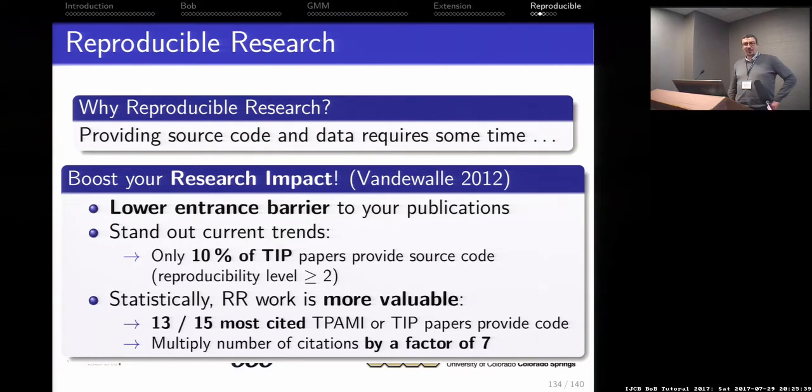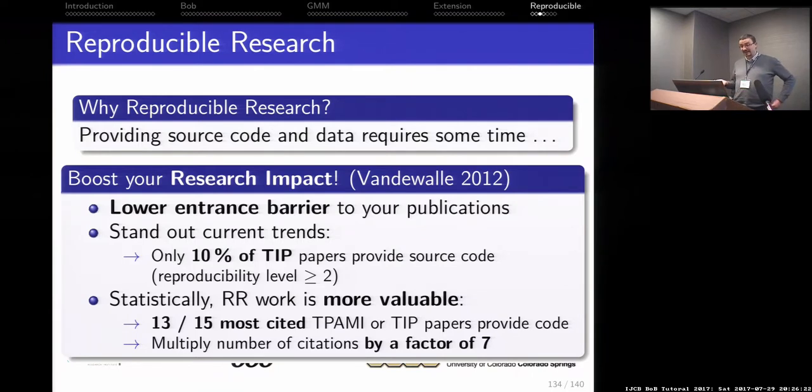So why would you want to provide reproducible research? I mean, writing a paper, getting that out, getting that done, fine. And when you want to provide the source code with that, it requires a considerable amount of time to do that. But there was another research from Van der Waal in 2012 that showed that providing source code, reproducibility level greater or equal to 2, so just some kind of source code, will lower the entrance barrier to your publication.